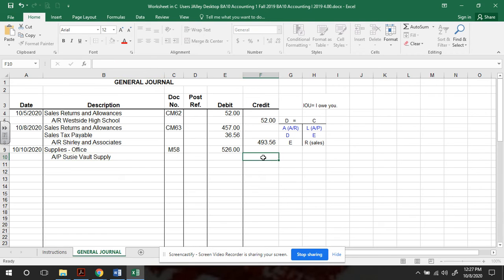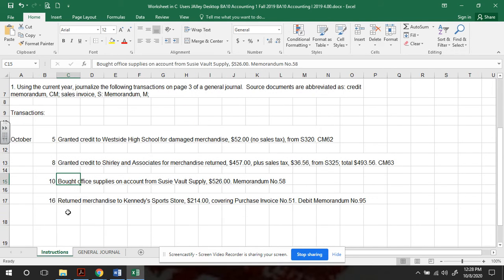So now I have to put the 526 in here because it's a payable, and payables are loans. When they increase, it's a credit. Supplies are assets, and when they increase, it is a debit. So my debits equal my credits. My debits equal my credits in all of these. Okay, we've got one more transaction to do, and this one is altogether different.